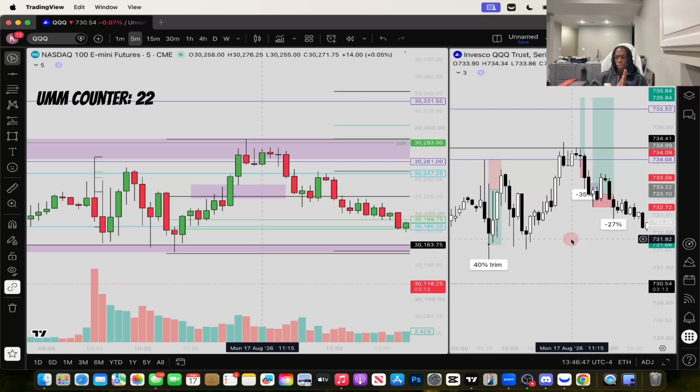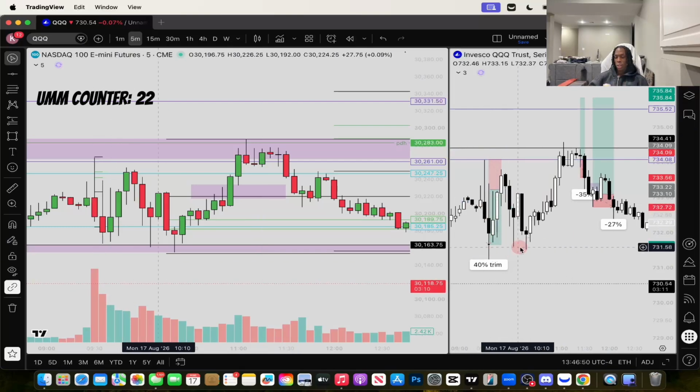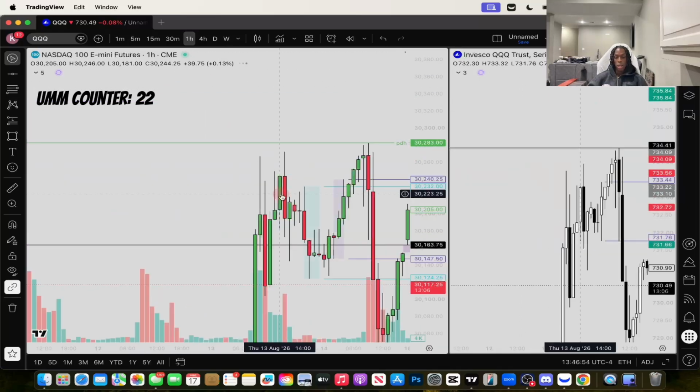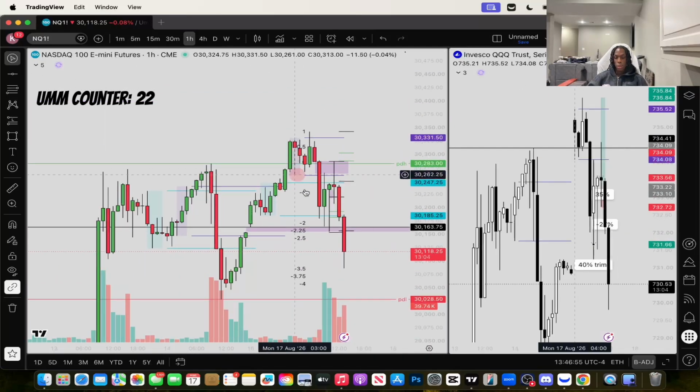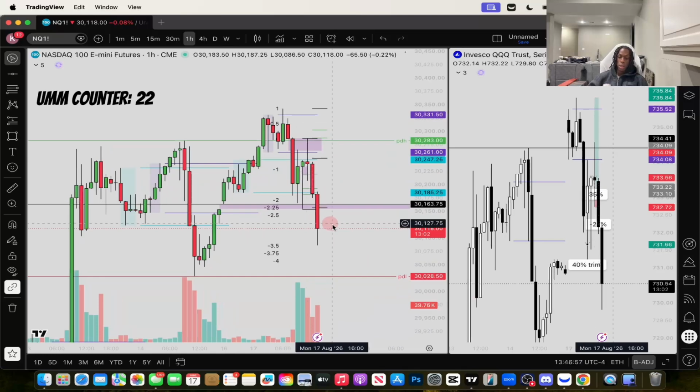But yeah, this was the main trade. Drawing liquidity was the week opening gap, and yeah, ended up getting filled. Lower high there, blah blah blah.